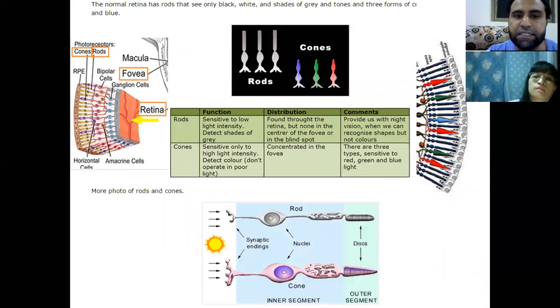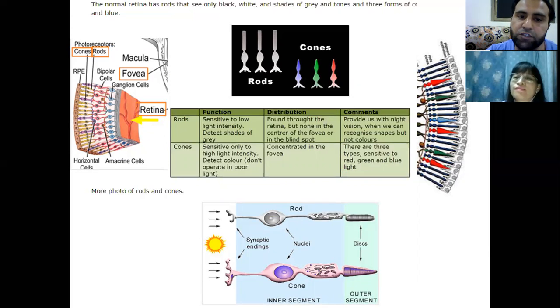Okay, so this is the detail of the rod cell. It is sensitive to low intensity of light and found throughout the retina, but not in the center of the fovea. They are also absent in the blind spot. In the blind spot, there are no rods or cones, remember, okay? While it provides us night vision, when we see, we recognize the shape but not the color. I discussed this with you already.